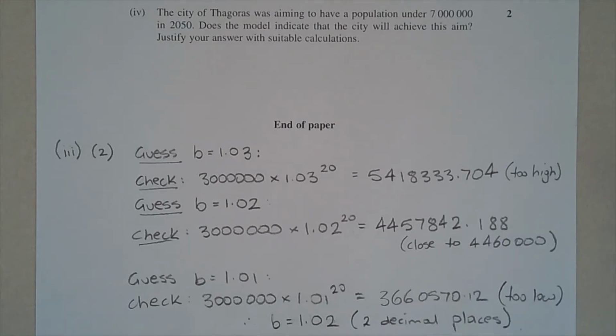So let's check 1.01, and that would just add a little bit more weight to the argument that 1.02 is our best guess. So guessing B equals 1.01 and checking that, 3 million multiplied by 1.01 to the power of 20 is around 3.66 million, which is definitely too low. So the value of B would be 1.02, correct to 2 decimal places.